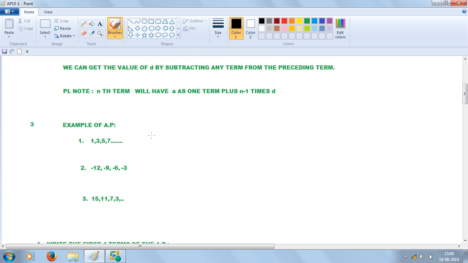So in this case, 1, 3, 5, 7, you can make out A is the first term, that is 1, and we write the common difference as 3 minus 1, that is equal to 2. You can check 5 minus 3 also is 2, 7 minus 5 also is equal to 2.